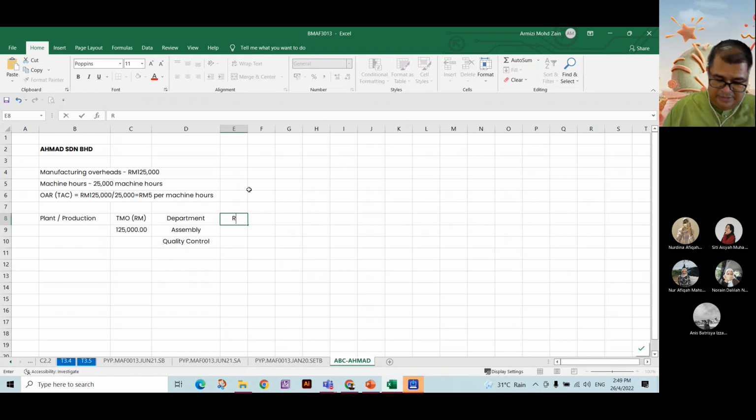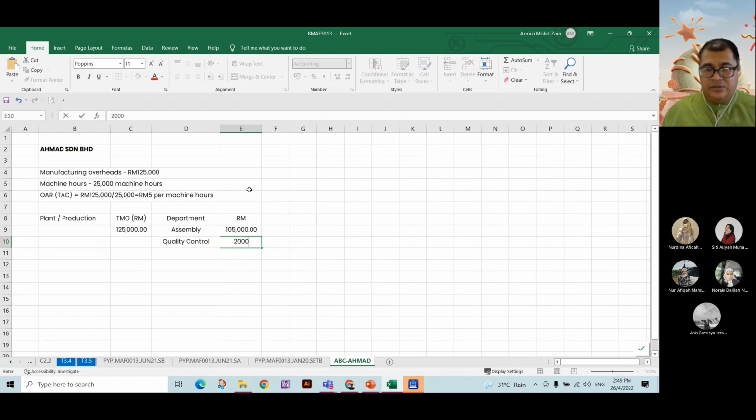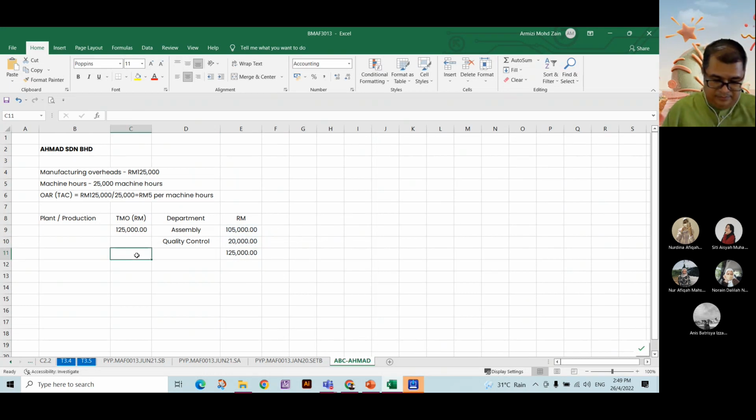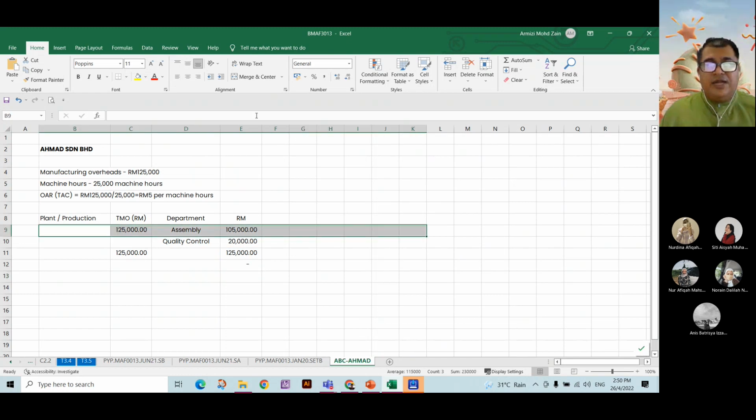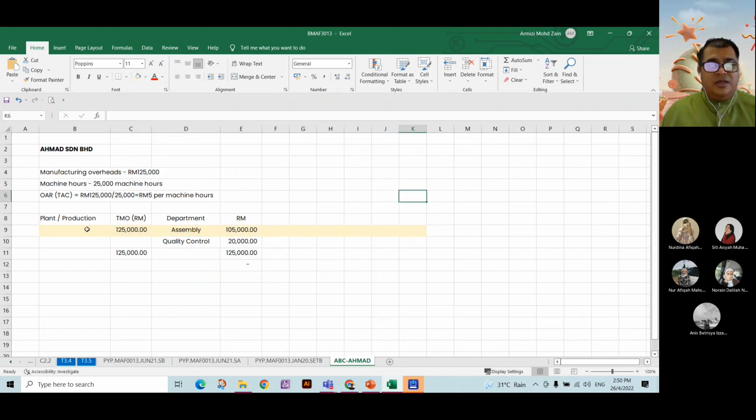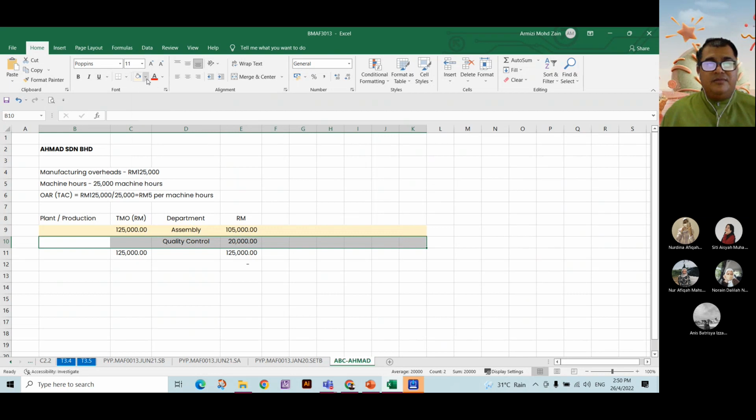Okay, so let's make an estimation. For assembly we use 105,000, while for quality we just charge 20,000. So the total is still the same, like this one. Okay, so the total is the same. Checking. So now we have two, because we have one line like this one.